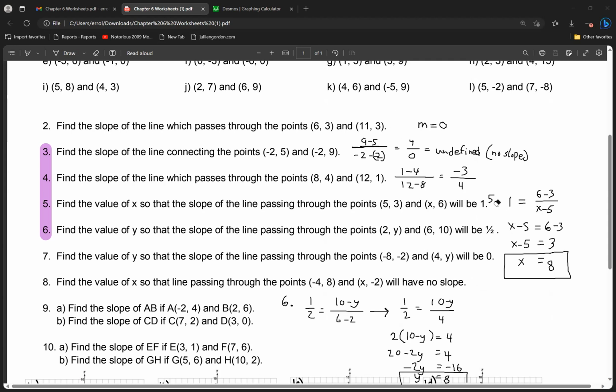I'm gonna erase number 5. I'm gonna do 7 on the side there, okay? All right.